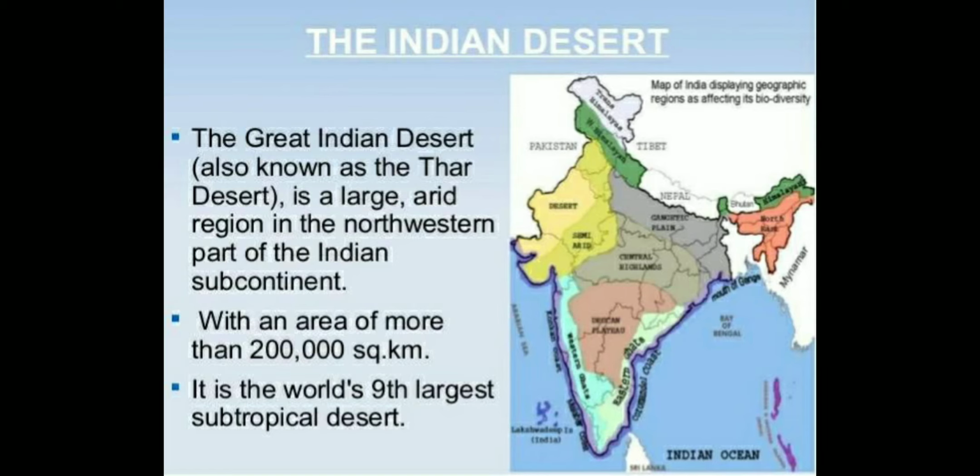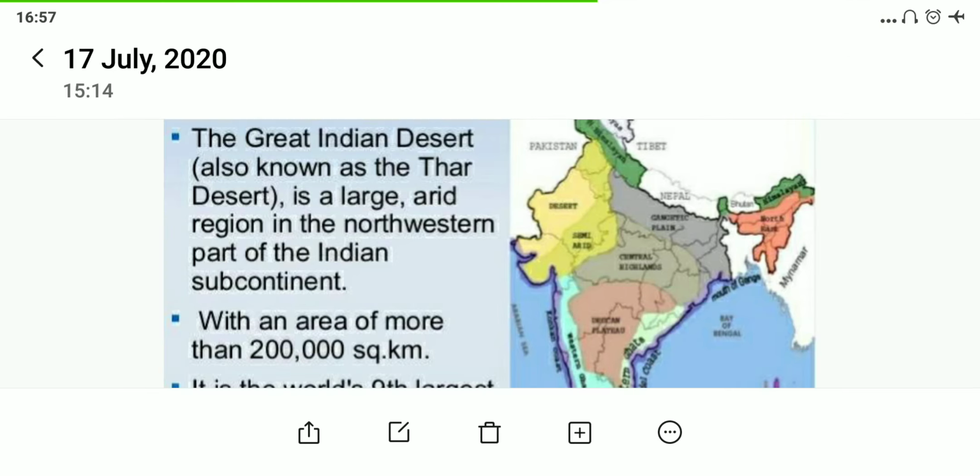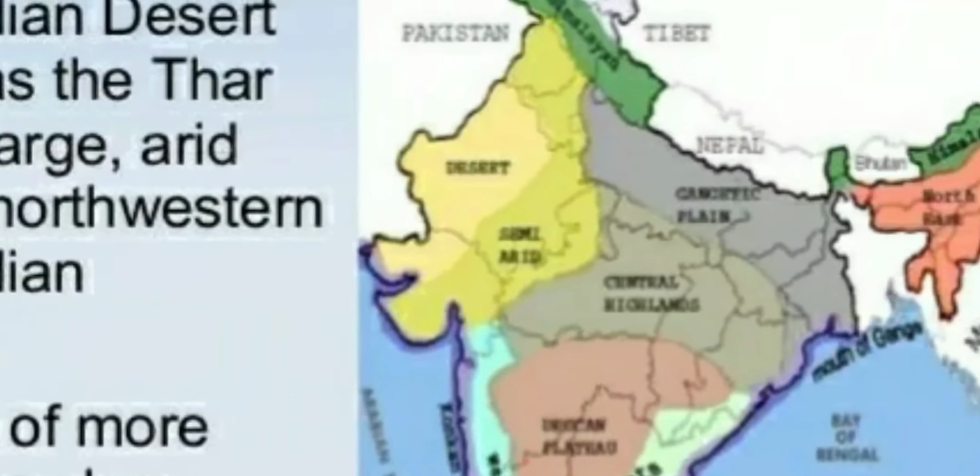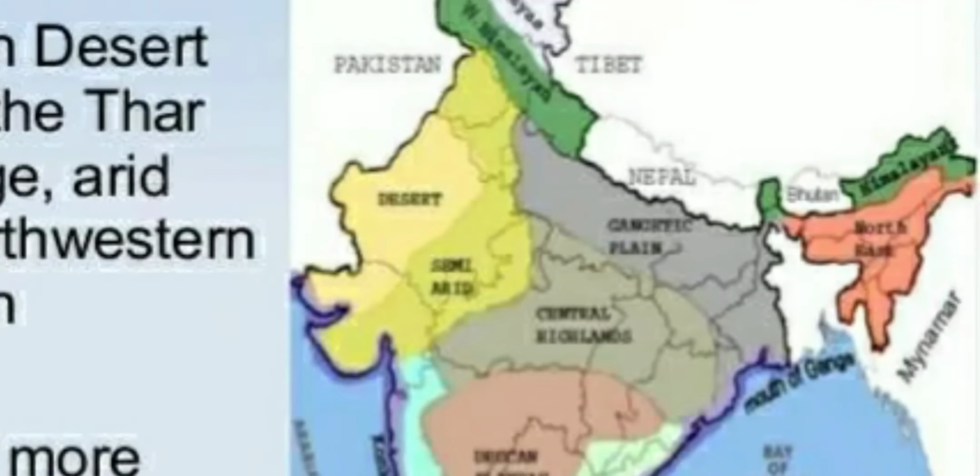Subtropical desert. We read about tropical zone and subtropical zone in the first chapter. So it is the world's 9th largest subtropical desert. Up to this is okay? You see the desert region in this photo? The map of India comes up with it. Arid means dry, semi-arid means semi-dry. Up to this is clear.